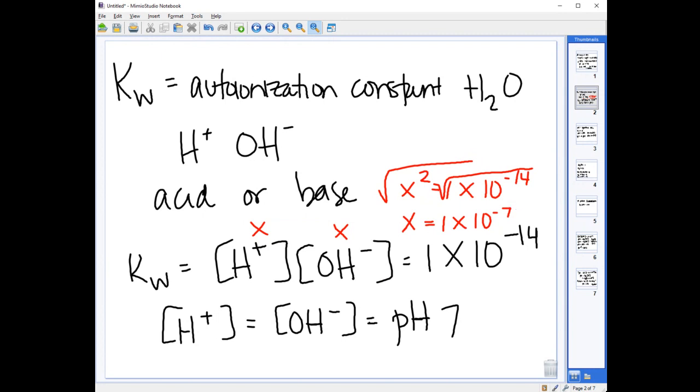Okay? So we've got some other fill in the blanks here. When pH is less than blank, the solution is blank. Well, when the pH is less than 7, the solution is acidic. When pH is greater than 7, the solution is basic. And when pH is equal to 7, the solution is neutral.